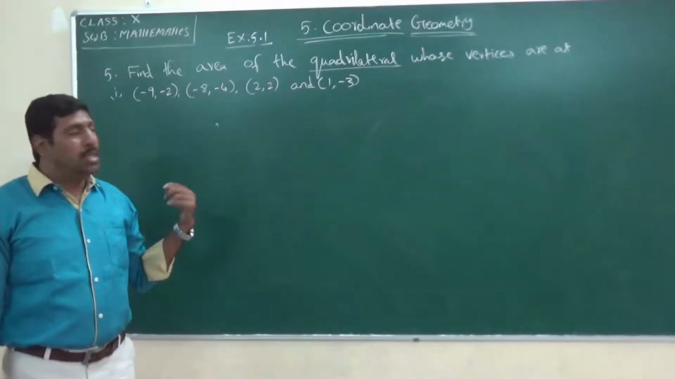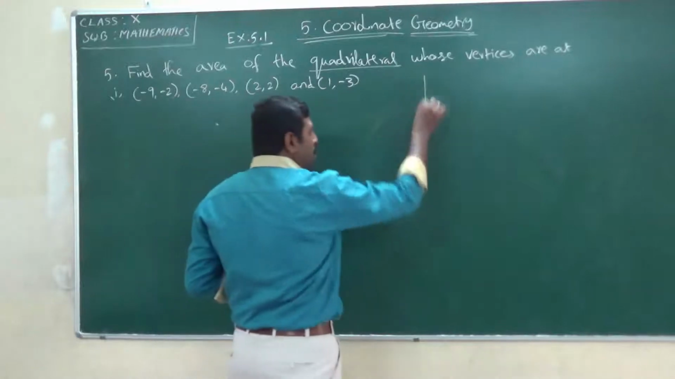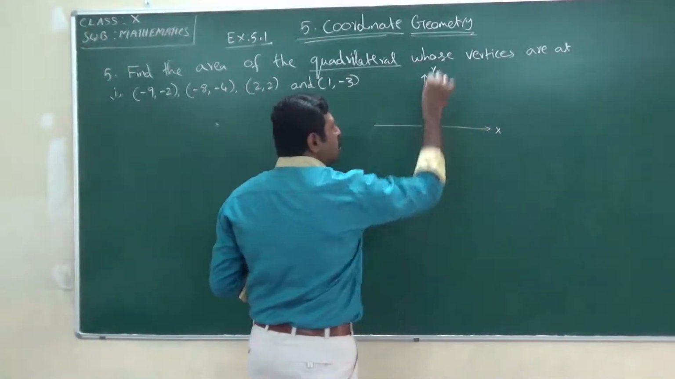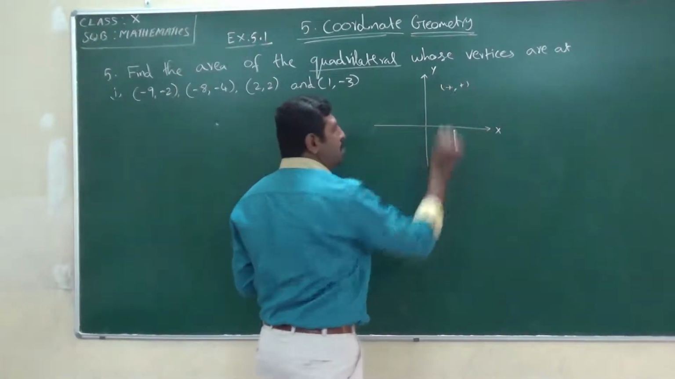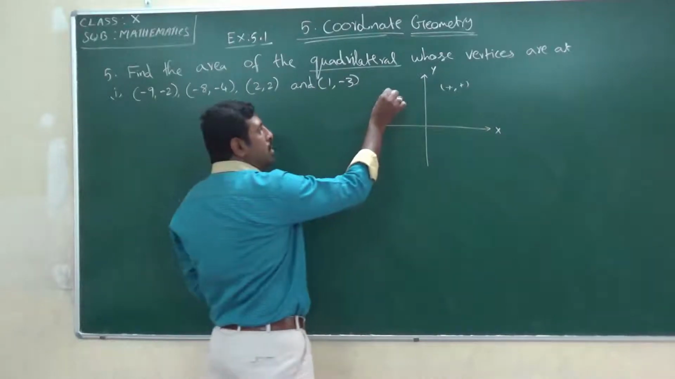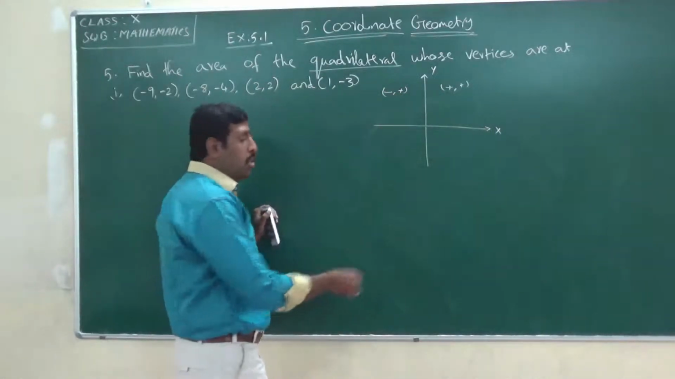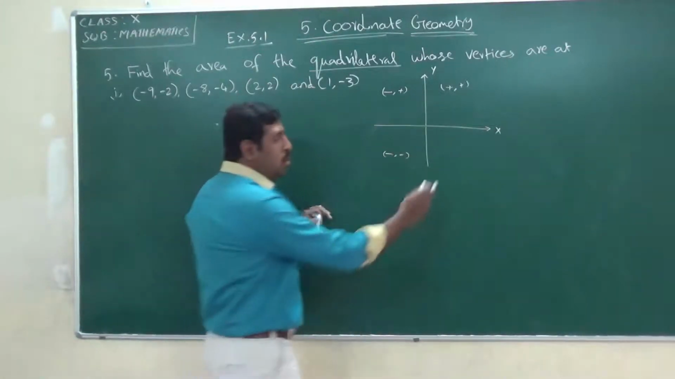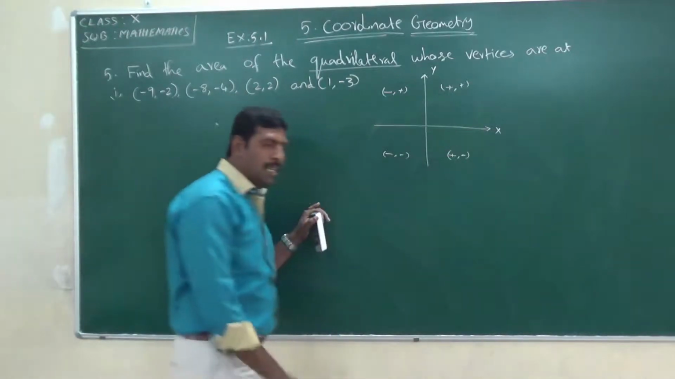First we have to take the given points in an order. So let us roughly draw the graph. Let me take that this is x, this is y. In the first quadrant, both the values are positive. In the second quadrant, the first value is negative, the second value is positive. In the third quadrant, both the values are negative. In the fourth quadrant we get plus and minus.